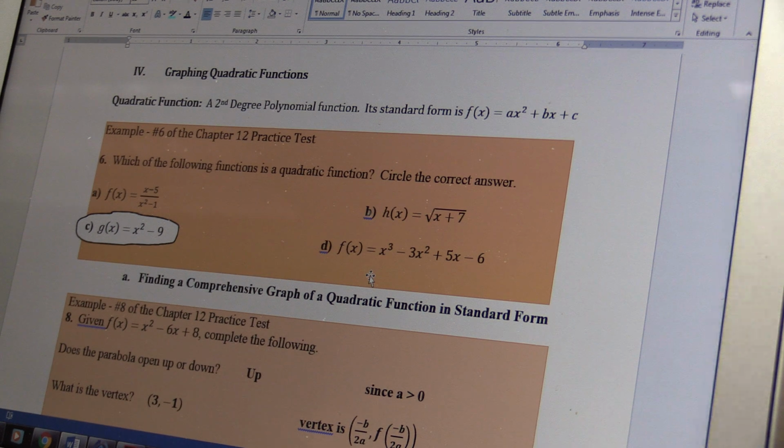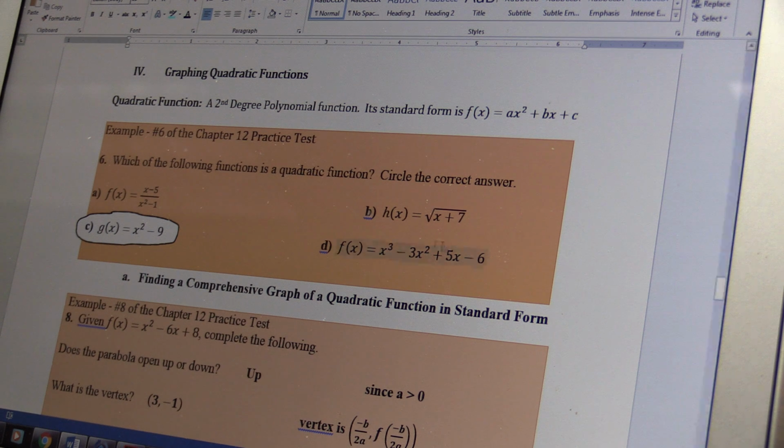In this video, we're going to look at graphing quadratic functions. That'll be our main focus for the graphing for the remainder of the chapter. The first thing is, let's define what is a quadratic function. Well, a quadratic function is a second degree polynomial function, and its standard form can be written as f of x equals ax squared plus bx plus c.